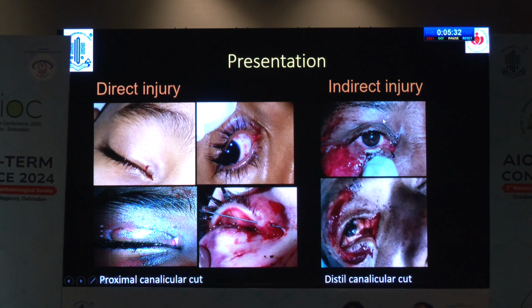The indirect injury is usually on the lateral part away from the canaliculus, and this will stretch the lid beyond the point of avulsion, and this will cause a tear in the canaliculus because this part lacks the tarsal plate and it is very weak. Usually the indirect injuries have a distal canalicular cut. Distal canalicular cut means the cut is near to the sac, whereas the direct injuries are mostly proximal injuries. This cut is towards the punctum. Now this is important to know because the distal canalicular cut injuries are more difficult to manage in terms of identification of the cut end, which is towards the sac.